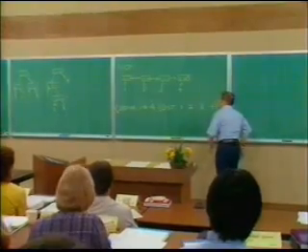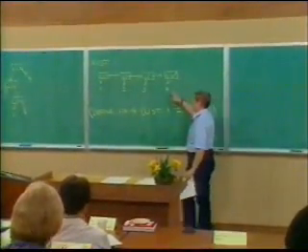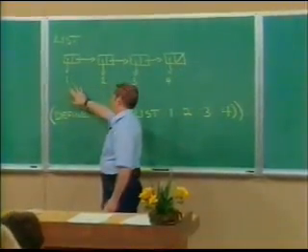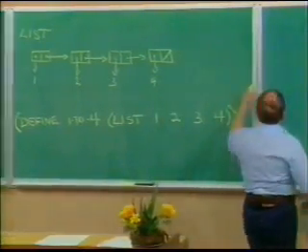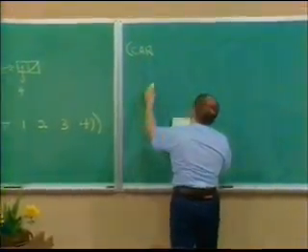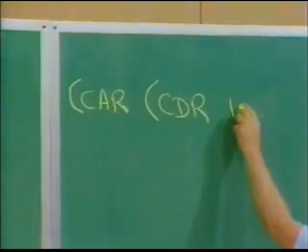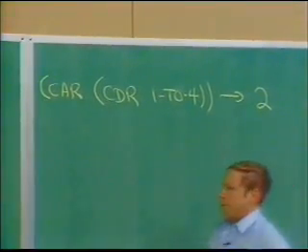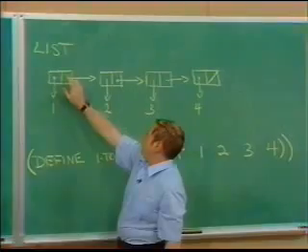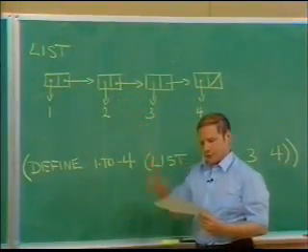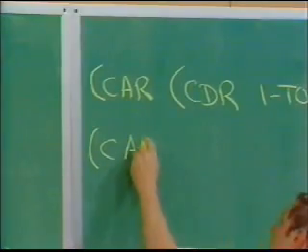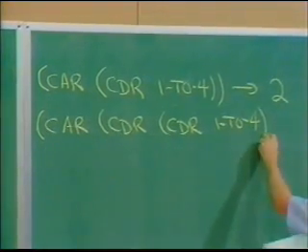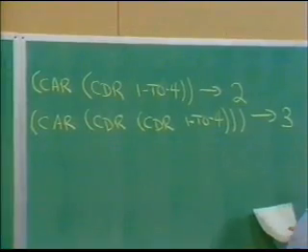Okay, well, notice some of the consequences of using this convention. First of all, if I have this list, this 1, 2, 3, and 4, the car of the whole thing is the first element in the list. Right? How do I get 2? Well, 2 would be the car of the cdr of this thing, 1 to 4. It'd be 2. Right? I take this thing, I take the cdr of it, which is this much, and the car of that is 2. And then similarly, the car of the cdr of the cdr of 1 to 4, cdr, car, would give me 3, and so on.